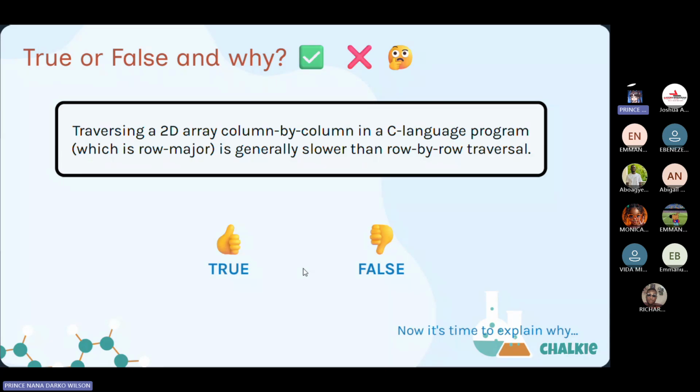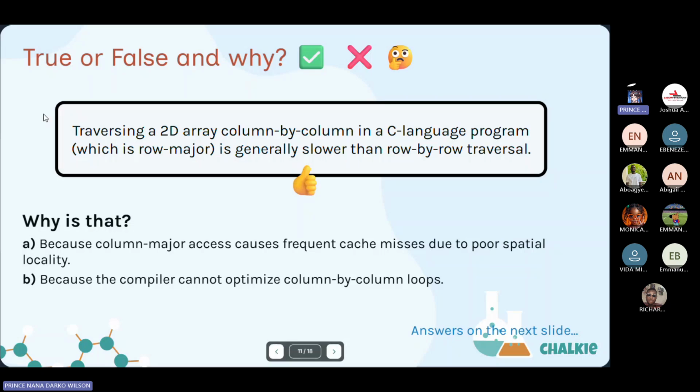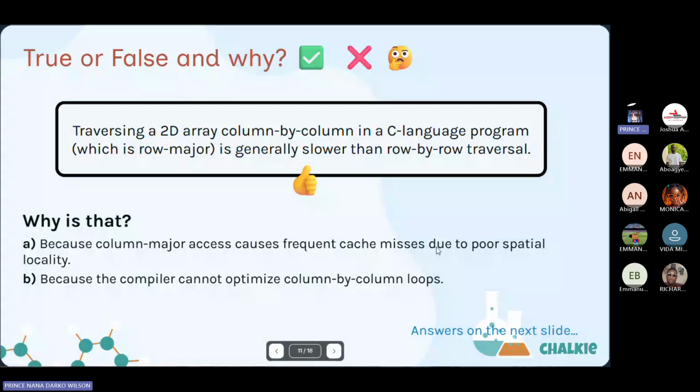Let's see which one makes it slower when we are doing row major strictly and then we decide to go with column major. Okay. So then it says, why is that? So traversing a column road, it is true. It's generally slower. And why is that? Because column major access causes frequent cache misses due to poor spatial locality. So it causes frequent cache misses due to poor spatial locality.